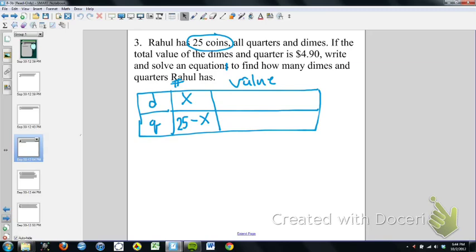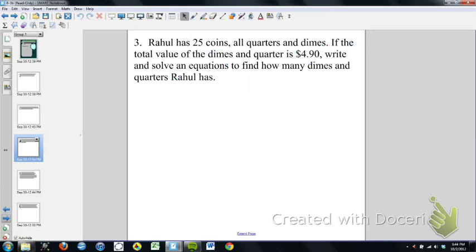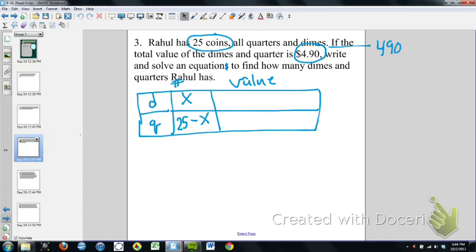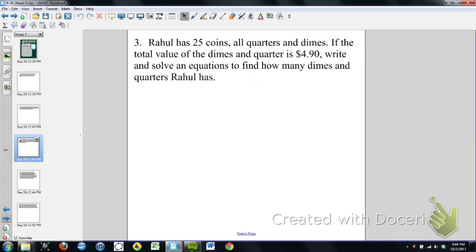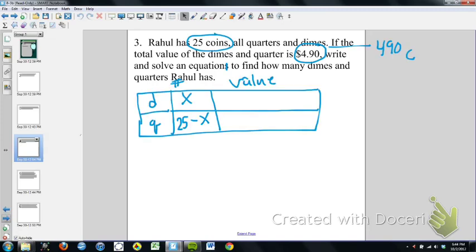Okay, now the value. You have to be careful here because this is written in dollars, so either you write this in cents, which would be 490 cents, or you keep it in dollars. You have to choose whether to put the value unit here as dollars or as cents.